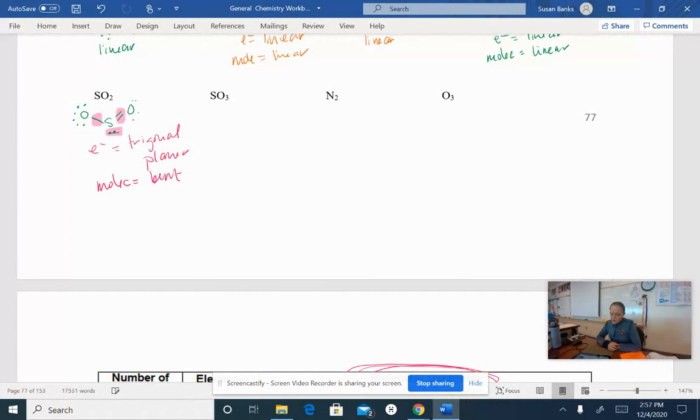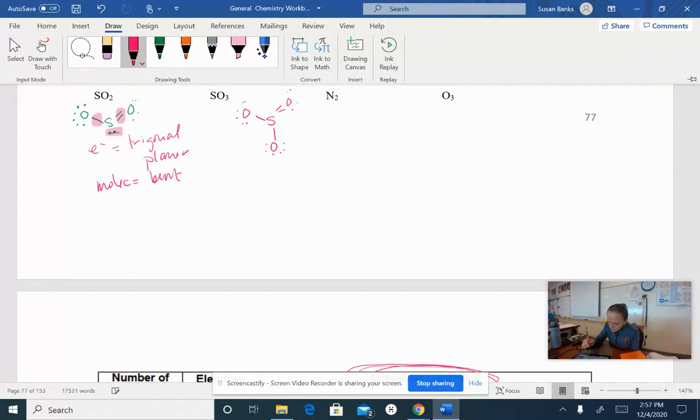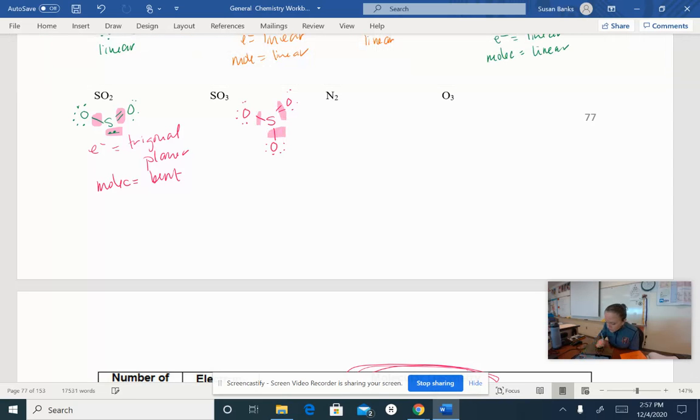Okay, sulfur trioxide. Sulfur trioxide gives me this geometry right here, or this Lewis structure. Okay, so how many areas of electron density do I have around that center atom? I have 1, 2, 3, and they are all bonding. So let's look at my chart.